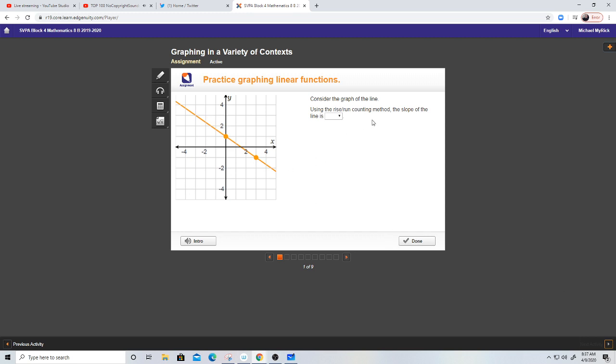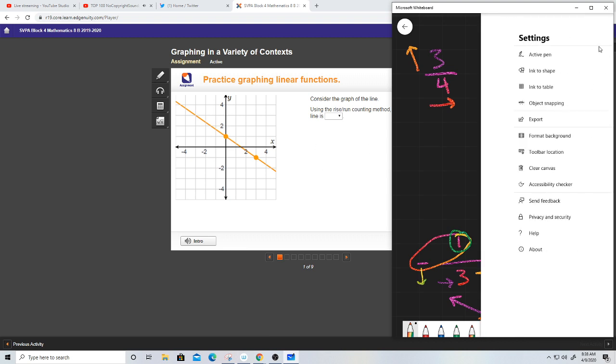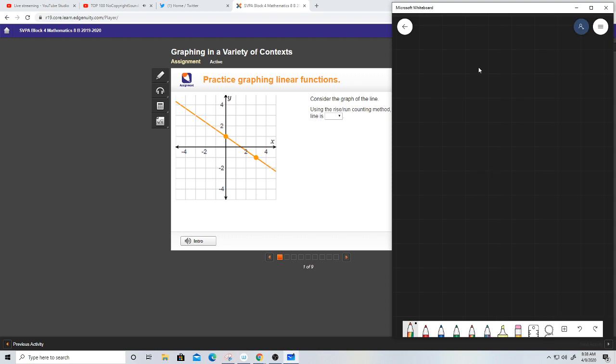Alright, so consider the graph of the line. Using the rise over run counting method, the slope of the line is... okay. So all we have to do is just use the rise over the run. A lot of times, questions ask, hey, give me the slope, and they'll say do this, do that, and do that. It's just trying to help teach you, but you can do it any way you want to.